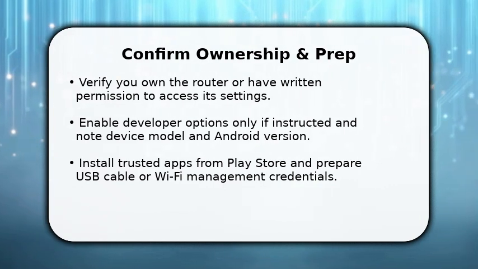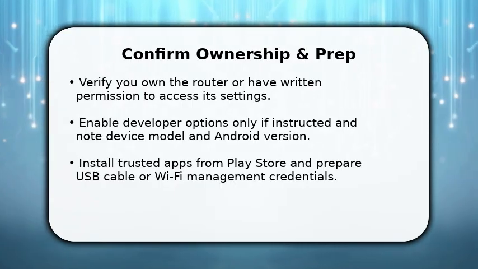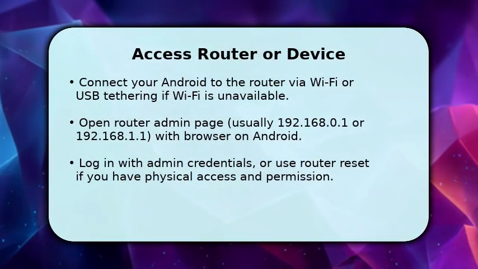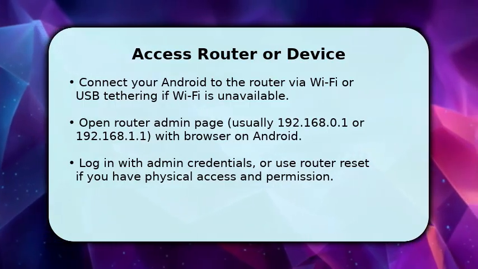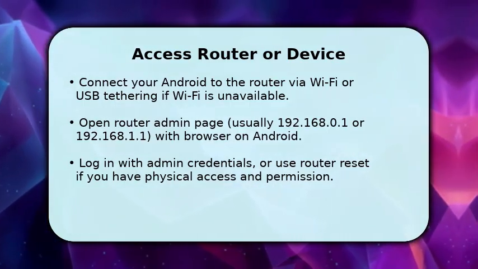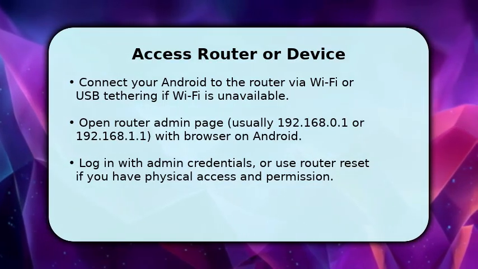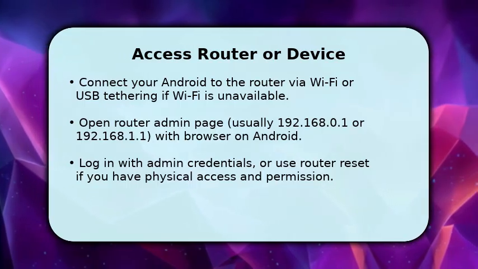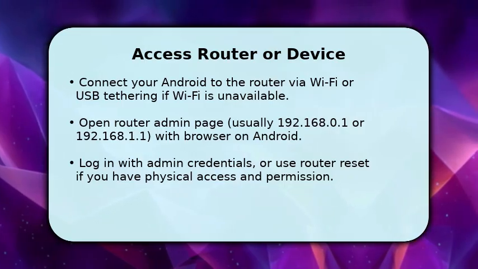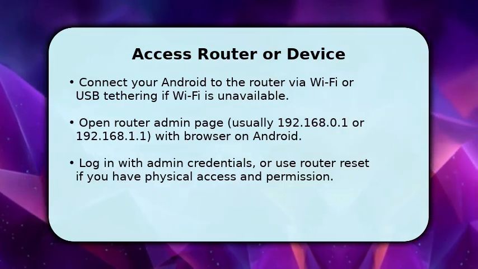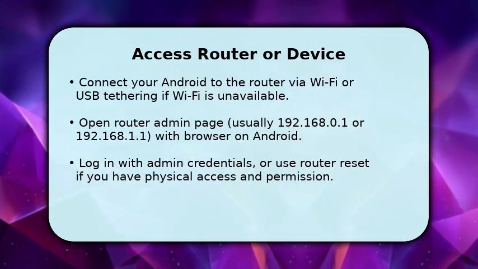Next, you access the router interface from your Android. Connect directly to the network or tether so you can reach the router IP. Common addresses are 192.168.0.1 or 192.168.1.1. Use the browser and enter the admin credentials. If you legitimately forgot them, perform a factory reset on the router only when you own it or have permission and know it will erase settings. Make sure to note the wireless settings page, where SSID and security keys are stored.